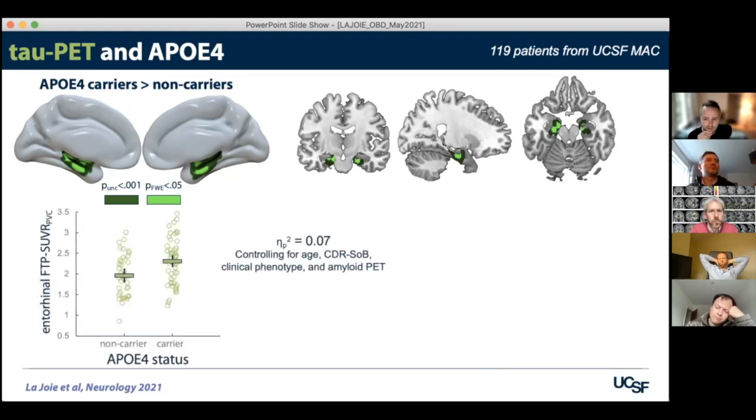This is true when you control for a lot of variables, including clinical phenotype, including amyloid PET. So this would be an effect of APOE4 that is affecting tau pathology independently from amyloid. And this was so focal, and even when you loosen the statistical threshold, it was still very restricted to the medial temporal lobe. I was a little doubtful of this at first.